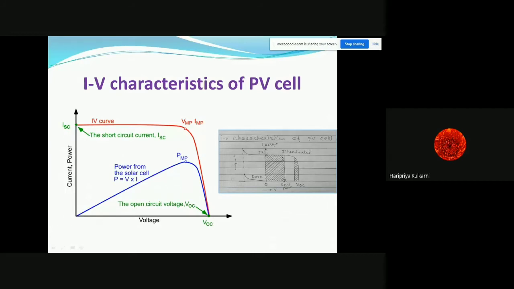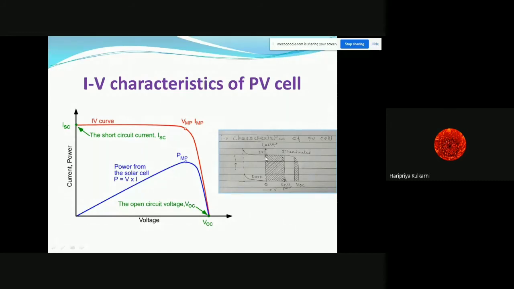Okay, so I'll first explain these characteristics, which I have hand drawn. The y-axis is current, the x-axis is voltage. We have drawn the characteristics for two different conditions. You can see this is the zero point. On the left hand side of zero, it is dark, the characteristics when there is no sun, during the night period. The right hand side of zero represents the characteristics when it is illuminated, whenever there is sun.